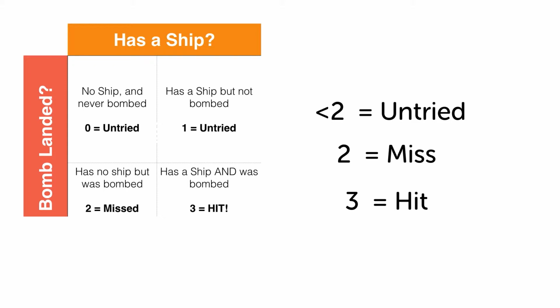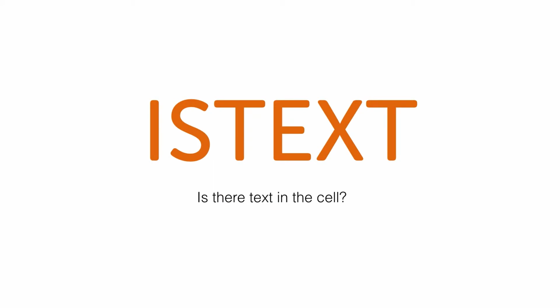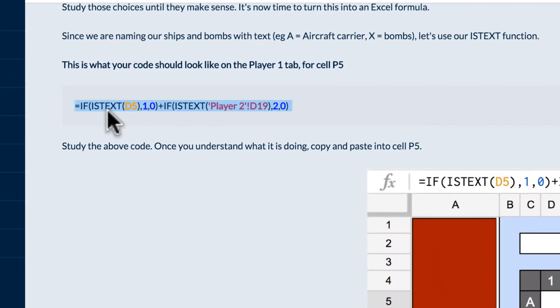Now that we have identified the three situations for a board game, we need to figure out a way to get those numbers into each cell. Previously, we learned about the isText function. This is a good function to use since both our ships and our bombs are letters. So we can check to see if a cell contains text.